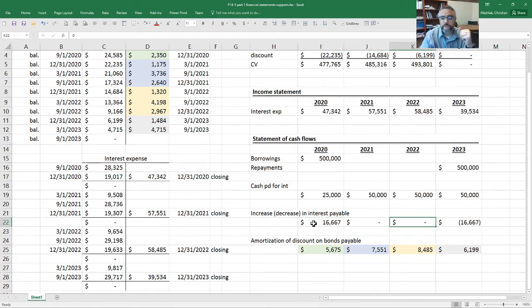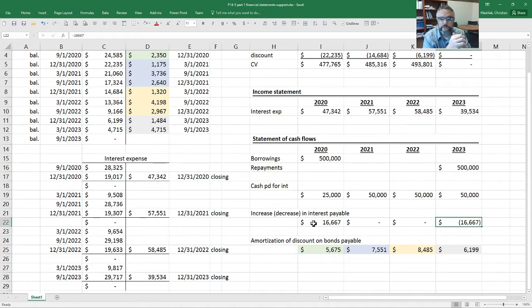In 2021 and 2022, we started both of those years with the prior accrual on the books, so the interest payable is on the books, and then we ended the year with the same amount of accrual, so there was no change. Both those years had a beginning and ending balance of 16,667, so that change would not show up on the statement of cash flows.